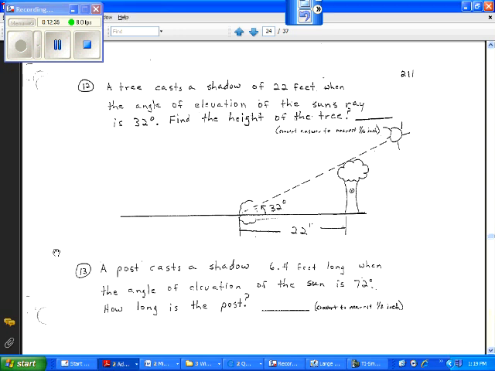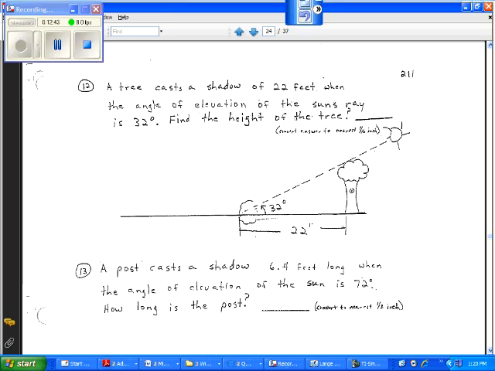A tree casts a shadow 22 feet when the angle of elevation of the sun's ray is 32. Find the height of the tree. This is obviously something we could really do. We have a right triangle formed by this scenario. We have an acute angle and a side, and we actually want the height of the tree, which we can call t. So we're going to set up a trigonometric ratio to solve.